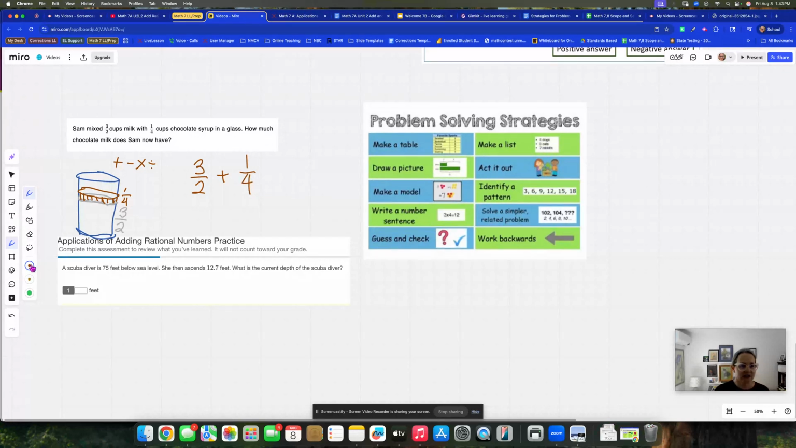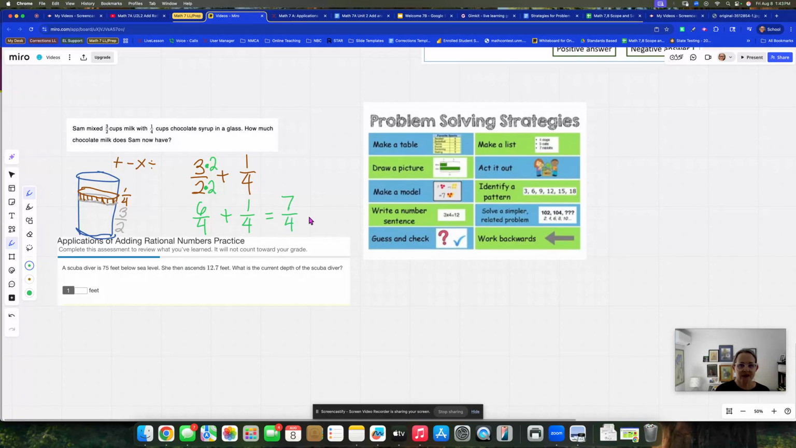I need a common denominator here. 2 goes into 4, so let's just make it out of 4. 2 times 2 would get me 4, so that's why I'm multiplying by 2. I get 6/4 plus 1/4. That's going to get me 7/4.